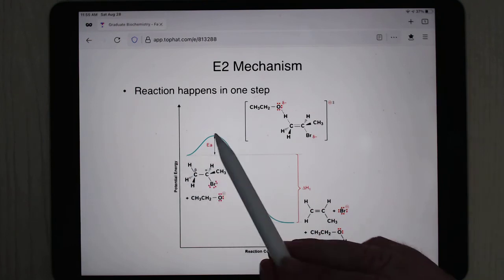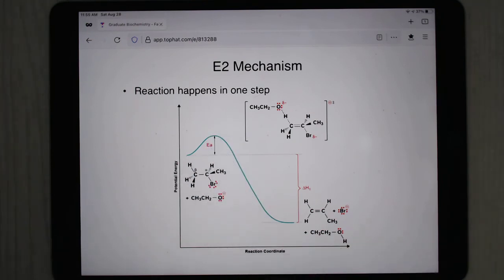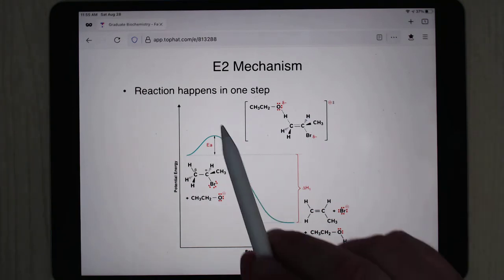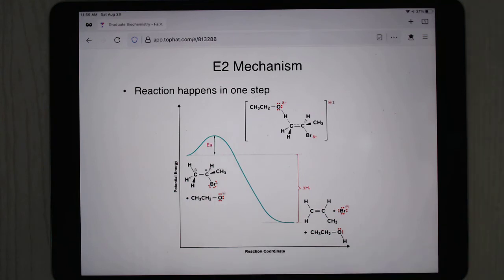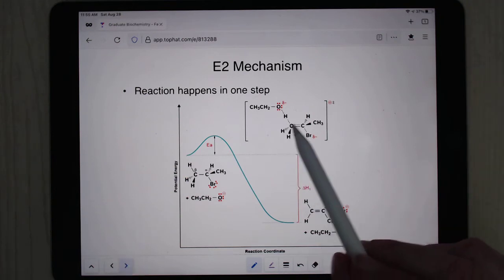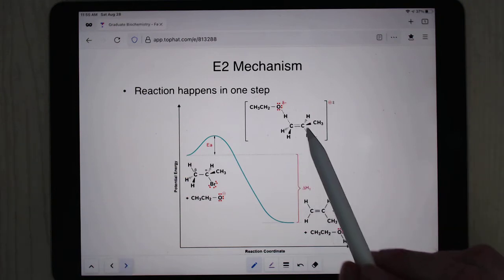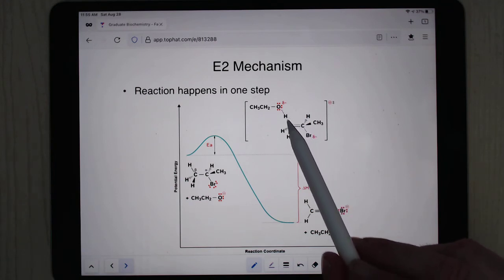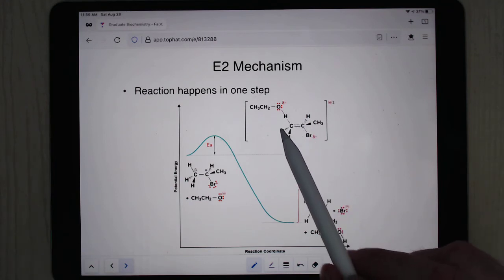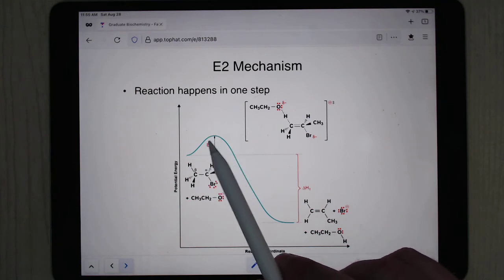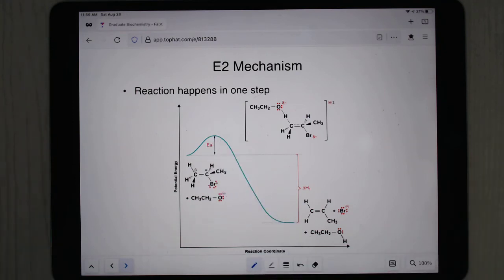But there's no reaction intermediate, so the nice thing is you don't have to worry about rearrangements. But you have to get this in the proper alignment, and you have to start breaking bonds. That's going to cost you some energy, but it's going to be better overall.